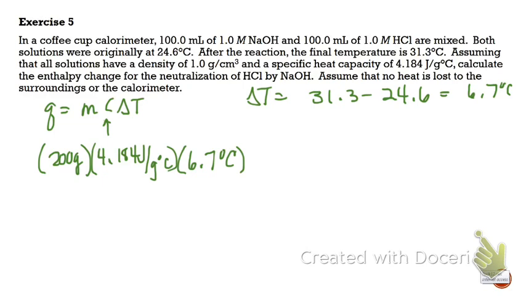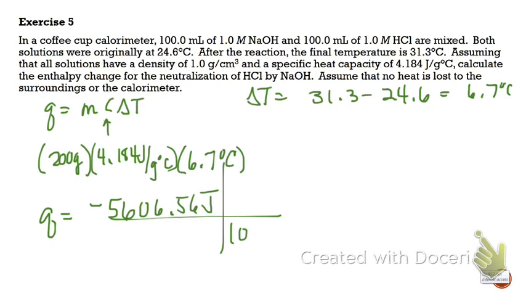What if the molarity was different? Would you have to take that into account? No, they're telling you what the density is. The molarity doesn't matter here. We care about mass. Okay, so we plug that in, and we get Q equal to negative 5606.56 joules. It didn't really tell us, but we usually do Q in kilojoules, so we'll put it in kilojoules. 1,000 joules is 1 kilojoule, just because that's typical. So negative 5.6 kilojoules per mole of reaction.